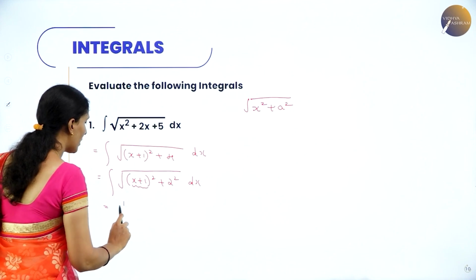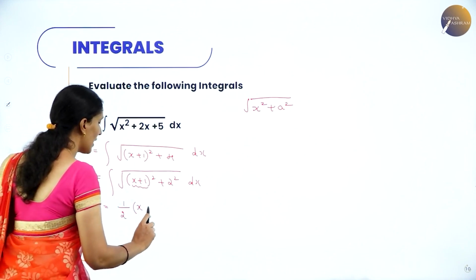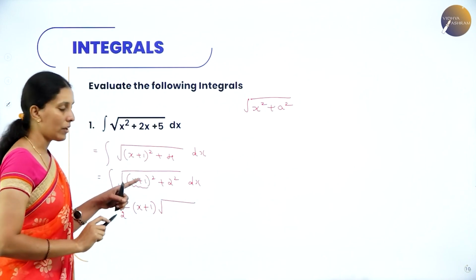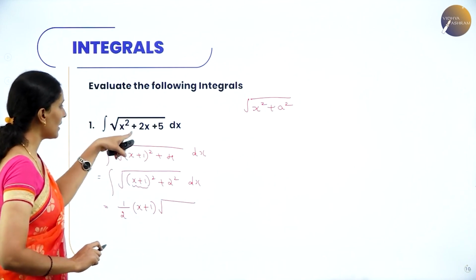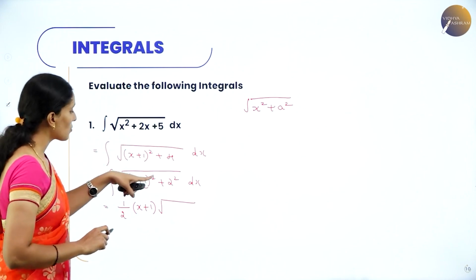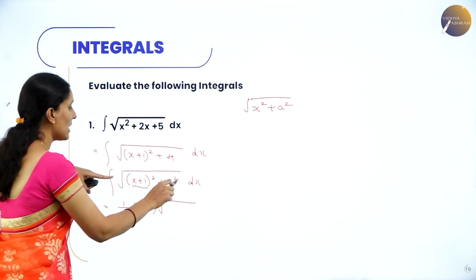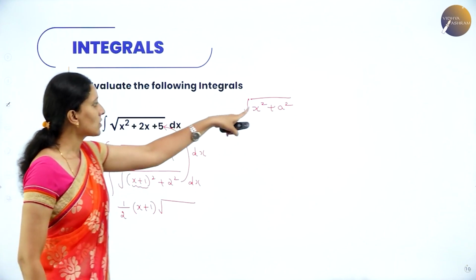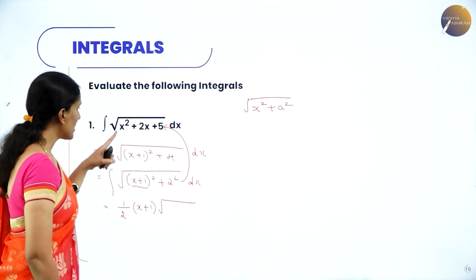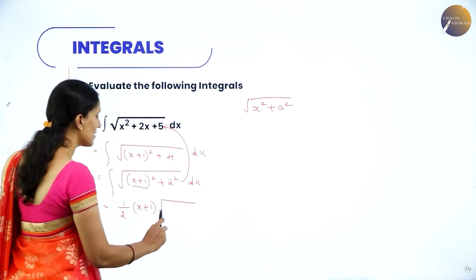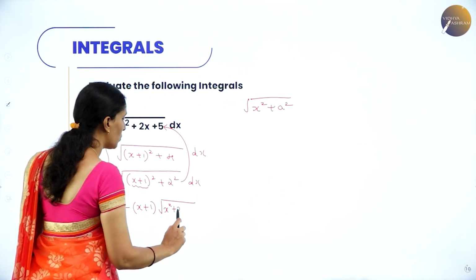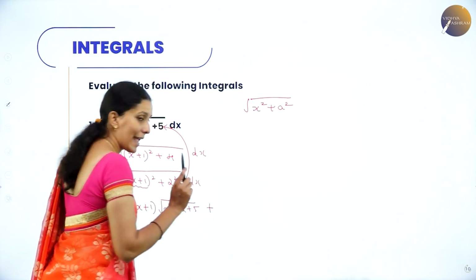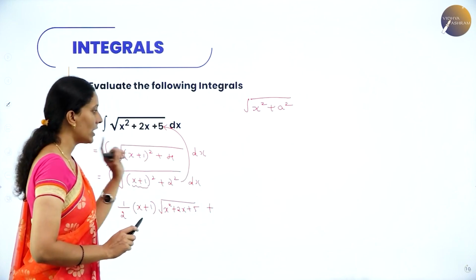So therefore you can write it as 1 by 2 times x plus 1 root of x square plus a square we need. But x square plus a square is nothing but this only. Remember here x plus 1 whole square plus 2 square is nothing but this quadratic expression. Therefore in the place of x square plus a square, wherever in the answer, you can directly write the value as x square plus 2x plus 5. Next is plus a square. What is a square? It is 4.